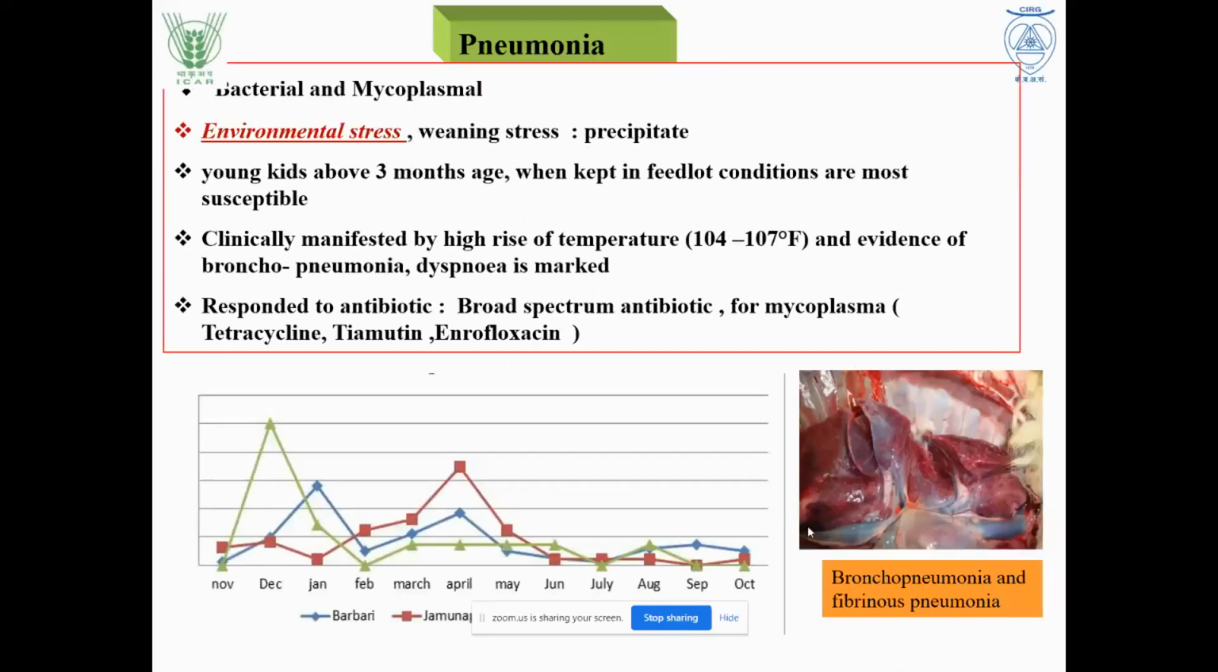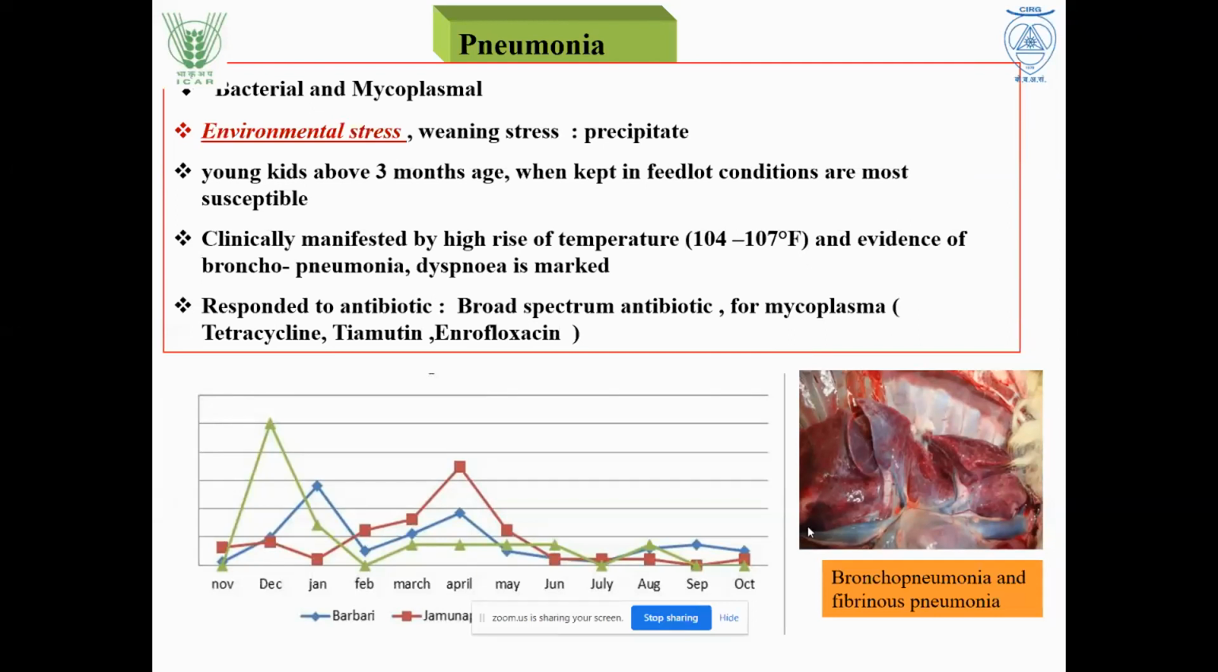The second important disease is pneumonia, which poses a problem to farmers in the younger stage of life. It is a disease caused by pathogens, different types of bacteria and mycoplasma. Especially in pneumonia in younger animals, environmental stress plays a very important role. Whenever there is an increase or a decrease of temperature, you will find an occurrence of pneumonia.